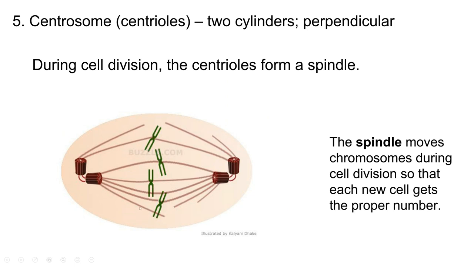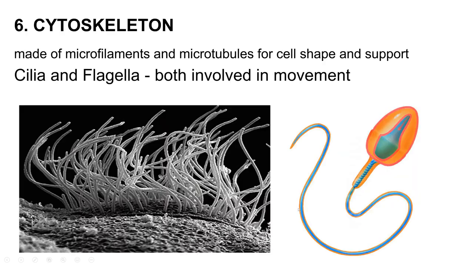Okay, so centrosomes. Centrosomes, or centrioles, are two cylinders that are perpendicular. They are specialized motor proteins made of microtubules, two surrounded by 9 sets of microtubules. They form that super special mitotic spindle to create metaphase and to separate the chromosomes during anaphase. The spindle moves chromosomes during cell division so that each new cell gets the proper number.